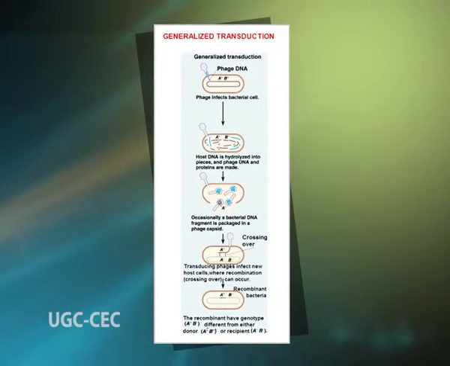In generalized transduction, illustrated in this figure, a random or nearly random segment of bacterial DNA is wrapped up during phage maturation in place of or along with the phage chromosome in a few progeny particles called transducing particles.